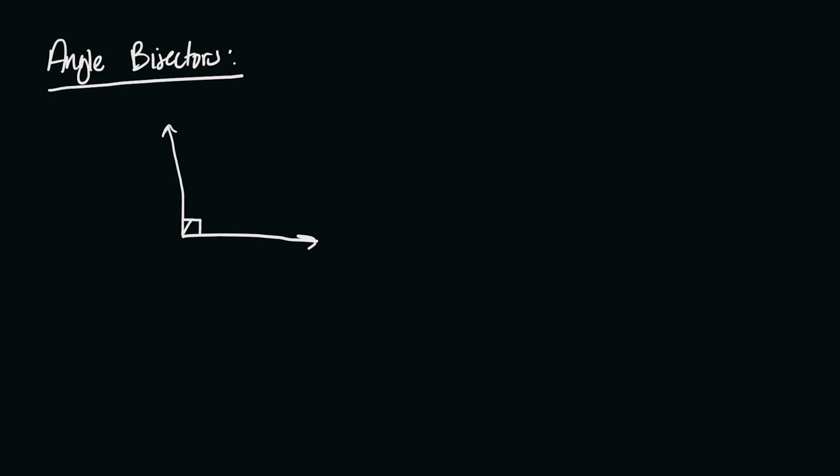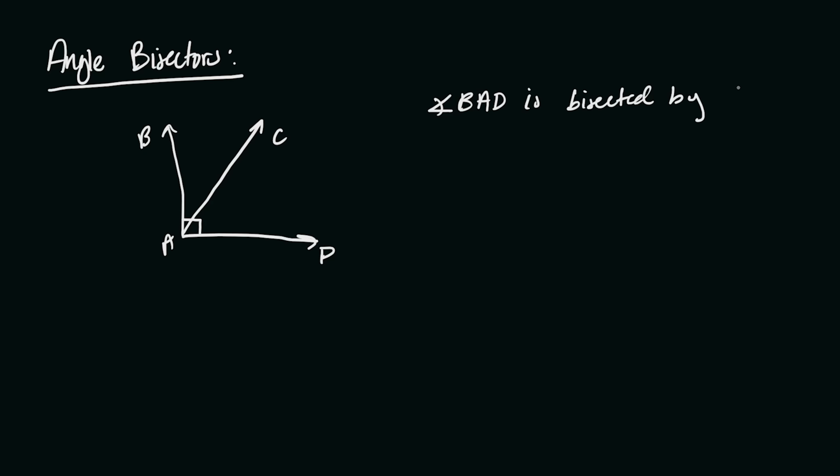Angle bisectors. Let's say we have this angle right here. It looks like a 90 degree angle, and we have an angle bisector right there. Let's say A, C, and then B, D. Now, let's say it says that angle BAD is bisected by ray AC.